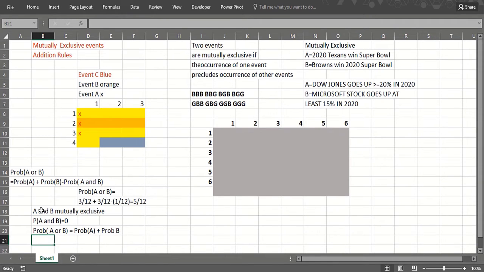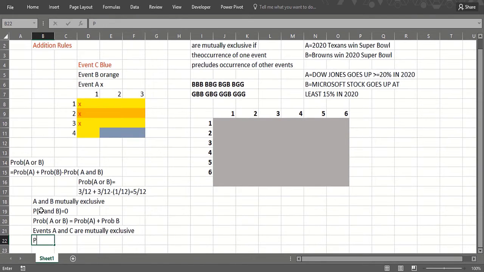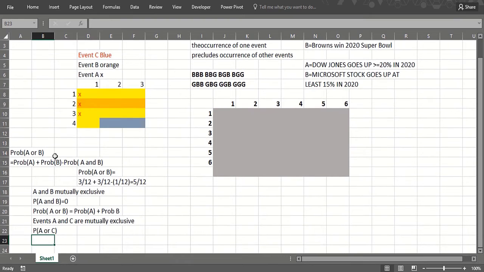Because if we look at events A and C up above, C is the blue, they are mutually exclusive. So the probability of A or C, looking there, that would mean an X or a blue, that would be 3/12 plus 2/12. So nothing to subtract, and that's perfect.